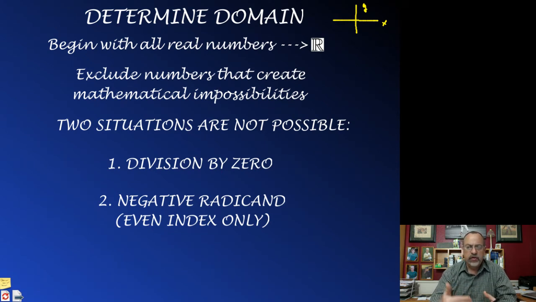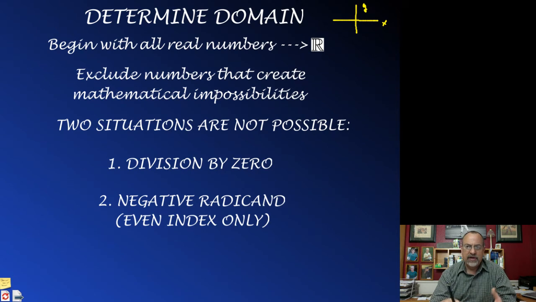Okay, so when you look at a function, you're looking for two things. Is there a division portion to the function? And if there is, is there a variable in the denominator? Then I'm going to have to determine what value for that variable would make that denominator 0 and exclude that from my domain. And the second thing I'm going to look for is, is there a radical sign with an even index in my function? If there is, I'm going to have to determine, if there's a variable in that radicand, which value of x, by putting it in, would create a negative radicand, thus creating a mathematical impossibility. Alright, so that's what we're looking for.